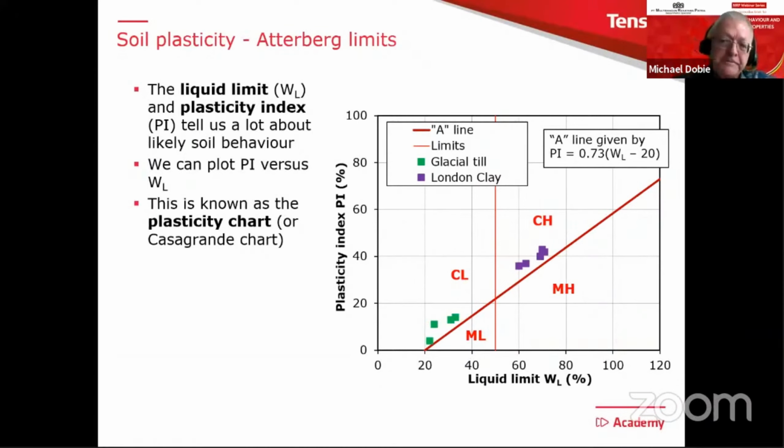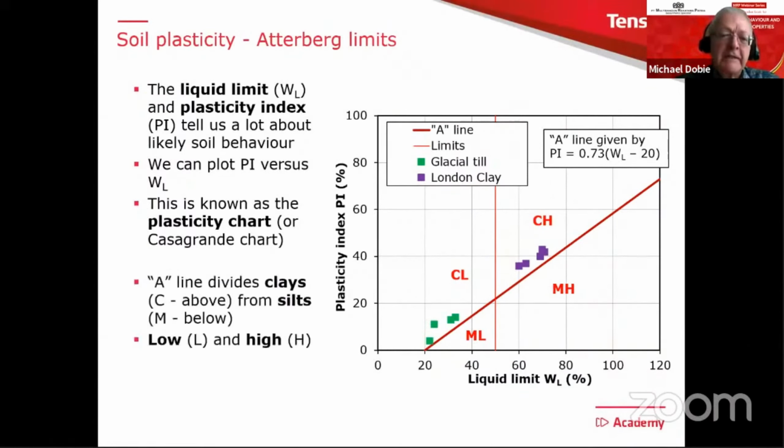And the point about this graph is that if you plot above the A line, then the material is likely to be a clay. But if it plots below the A line, it's likely to be dominated by silt content. And that's why we have this terminology CL and CH, ML and MH. And you often see those names appended to soil descriptions, a CH soil, clay of high plasticity. And that tells us something about the likely behavior of the soil.